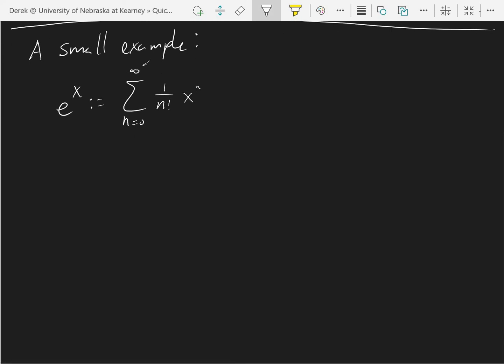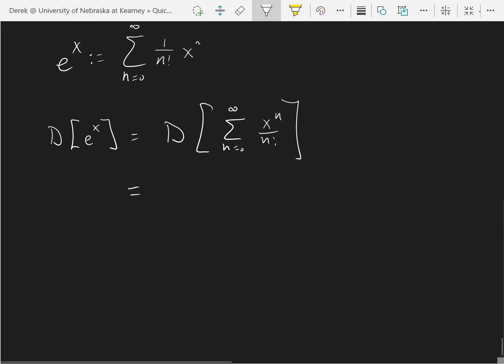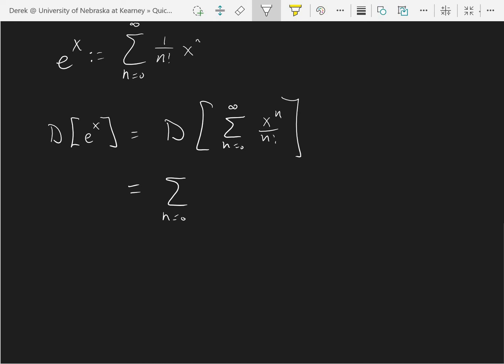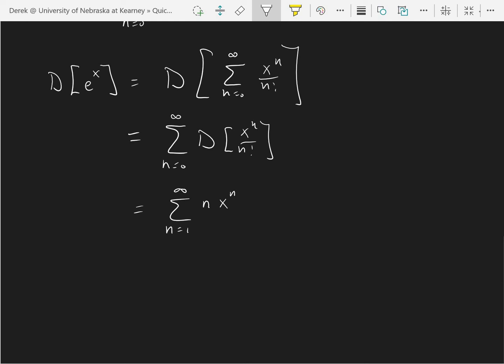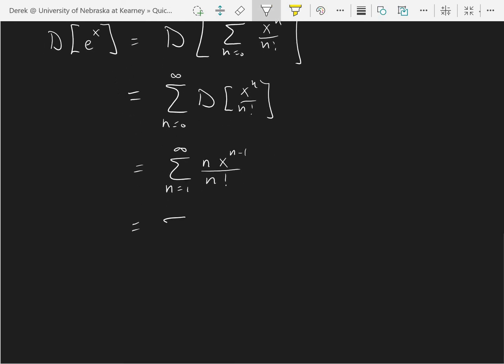Okay, and let's take a derivative of this. So the derivative of e to the x should equal the derivative of the sum from n equals 0 to infinity of x to the n over n factorial, and by the theorem we just proved, that's the sum from n equals 0 to infinity of the derivatives of x to the n over n factorial. Well, at n equals 0, this is just a constant, so it's going to be 0. So this is the sum from n equals 1 to infinity of n x to the n minus 1 over n factorial. Well, n divided by n factorial is 1 over n minus 1 factorial, so I get x to the n minus 1 over n minus 1 factorial.